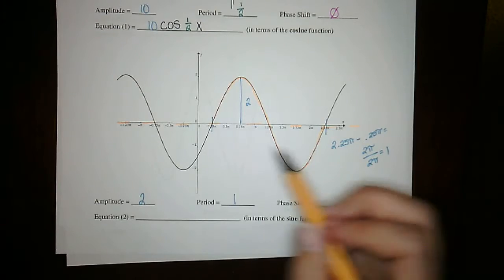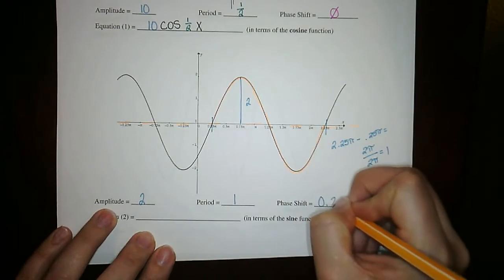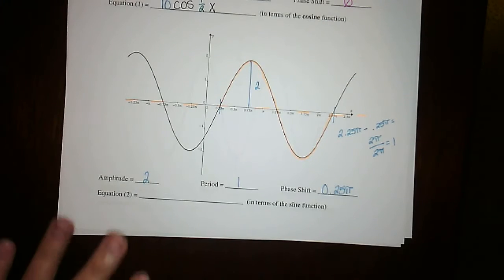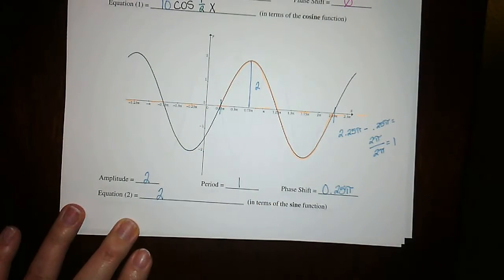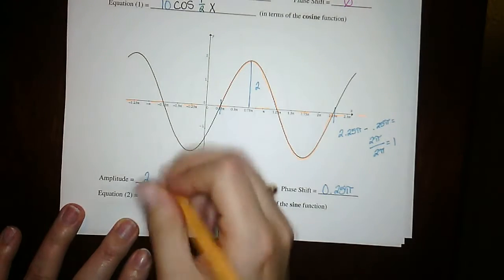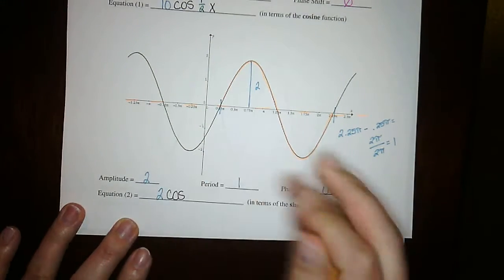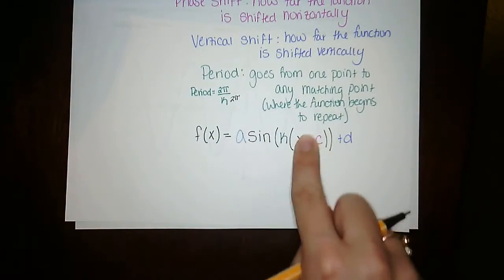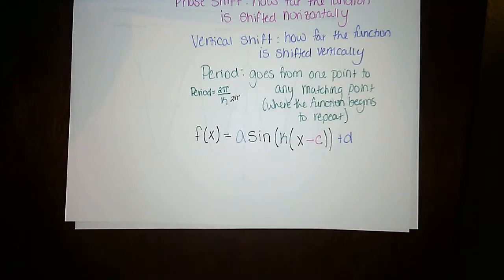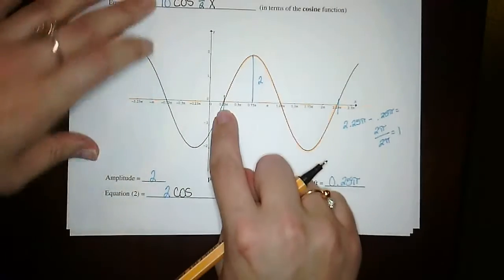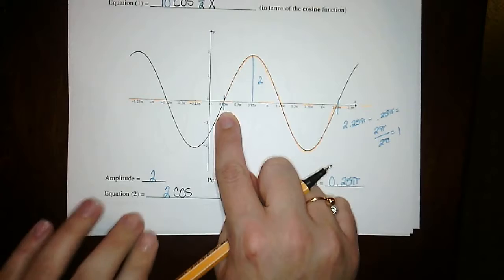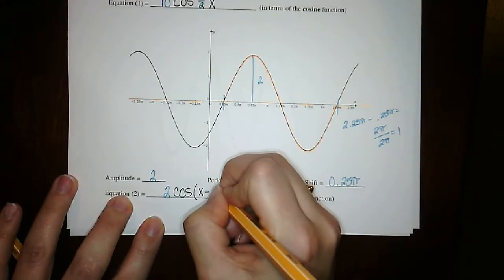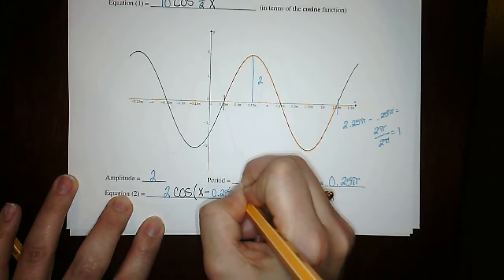And then our phase shift, where did it shift over? It's shifted over to 0.25 pi. So now we write the equation. Remember, amplitude goes in front. Parent function is cosine. And then we figure out where the phase shift goes. Phase shift, right here, remember we changed the sign just because it's going in parentheses like we did with transformations. You change the sign. So it started at 0.25 pi. It's positive. We're going to change it to a negative. So x minus 0.25 pi.